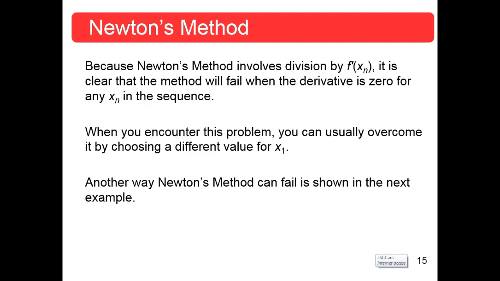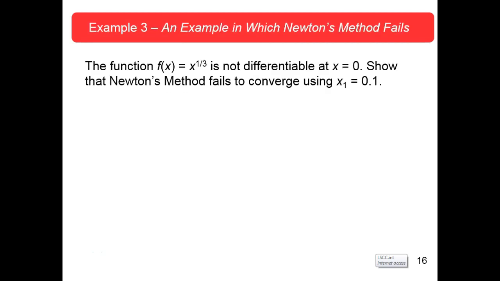Not quite ready for that yet, because Newton's method involves division by f prime of x sub n. It is clear that the method will fail when the derivative is 0 for any x sub n in the sequence. Okay? So even if you didn't start it at 0, if you happen to hit that x sub n that gives you a 0 derivative, it's going to fail. It will stop. So when you encounter that problem, you can usually overcome it by choosing a different value for your x1. Okay? Another way Newton's method can fail is shown in the next example, and that's where example 3 comes into play. Okay.